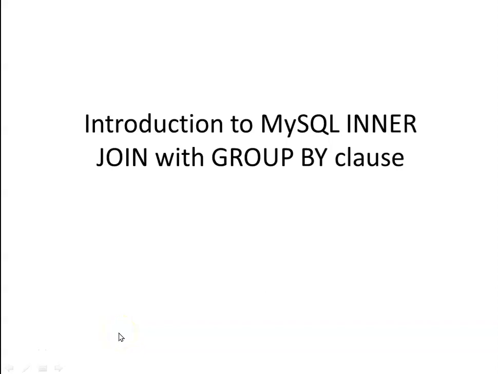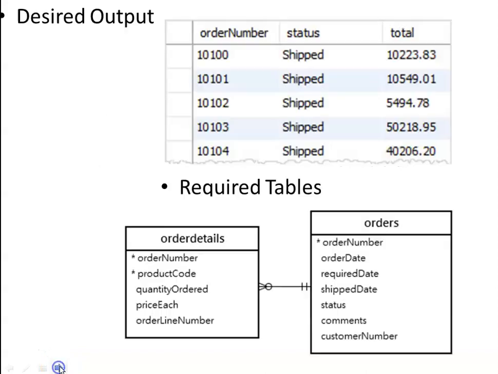In this tutorial, we will see another example of inner join with the use of a group by clause. We'll be using the same classic models database. Now look at this particular output over here. This is my desired output.